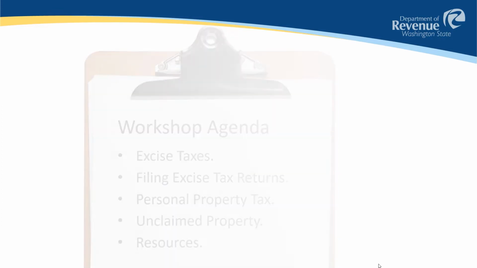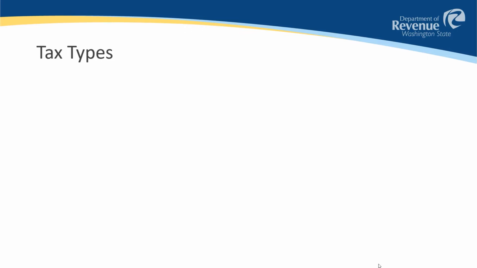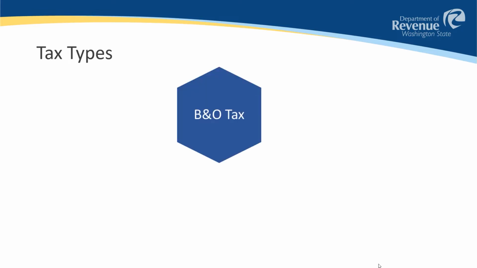To begin, I want to talk about the four main excise tax types in general. I'm going to discuss these tax types broadly here, and we will talk more specifically about each of them later in the presentation. Please note, for the remainder of the presentation, I will refer to business and occupation tax as B&O tax. B&O tax is a tax on the act of engaging in business.